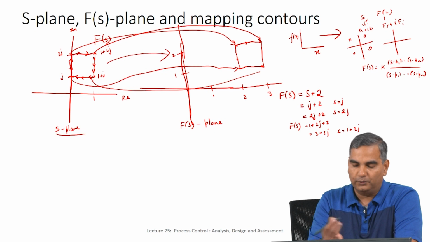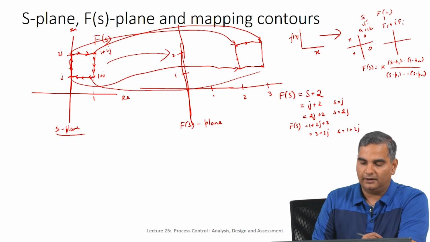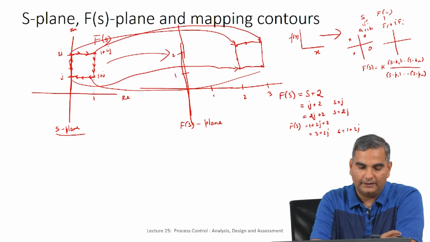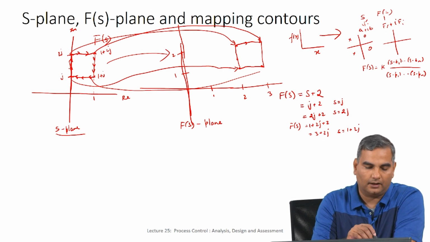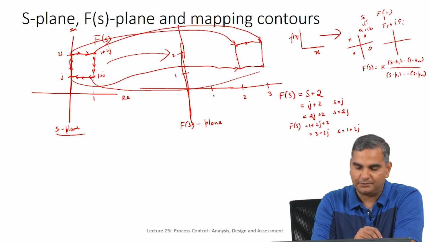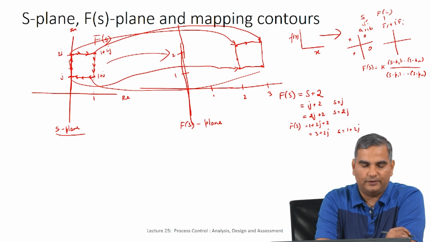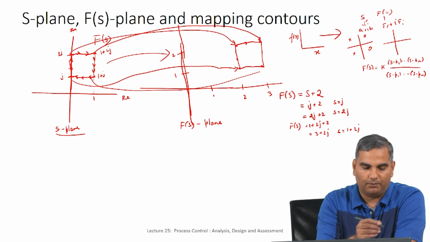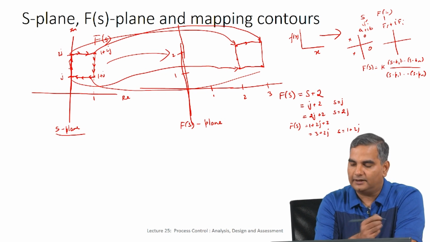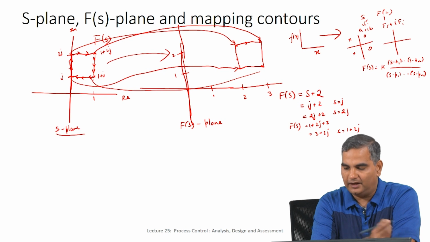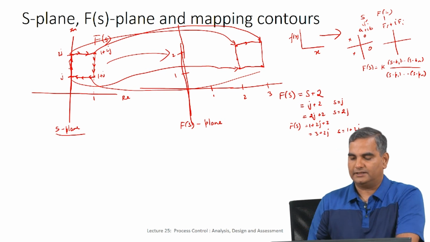So, simply you move it in real axis by 2. Okay. So, this is a very simple idea. Basically what we have done is we have mapped a contour in the S plane to another contour in the f of s plane. The procedure is very simple. I take different points in the S plane and then compute the corresponding f of s value and simply plot those in the f of s plane, and this is a very simple function f of s.